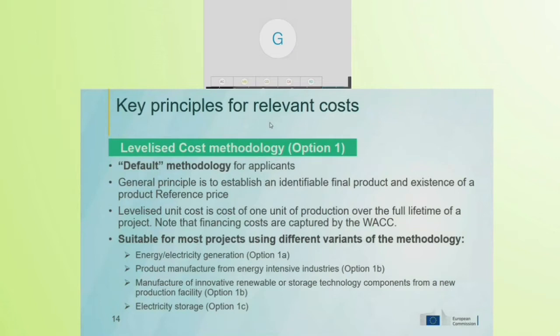There are slightly different variants of this methodology. The first one is calculating the electricity generation levelized cost of energy, or levelized cost of electricity, which is the cost of producing a megawatt hour of energy. The product manufacturer one we call levelized cost of product, and this is a unit cost for whatever your unit of production is, whatever the single product costs, against a reference price. And then for the storage, using the cost of discharge of a megawatt hour of energy. Next slide, please.